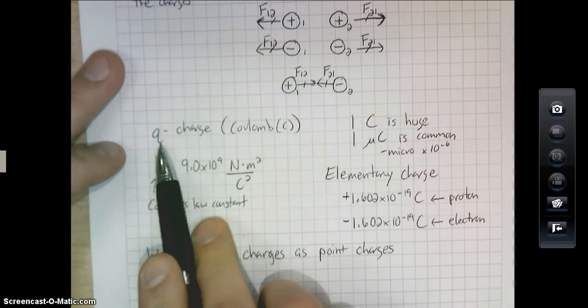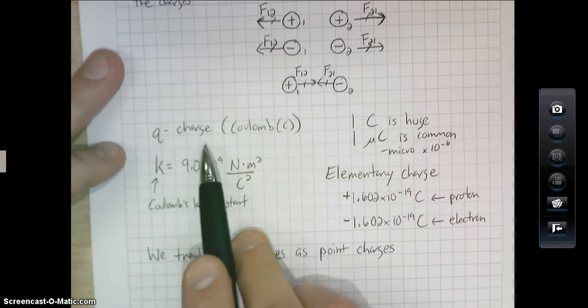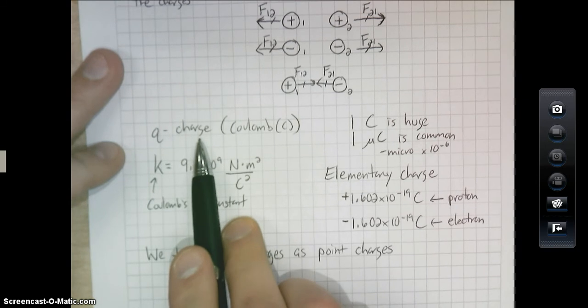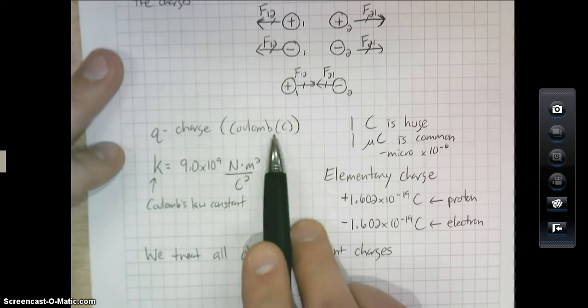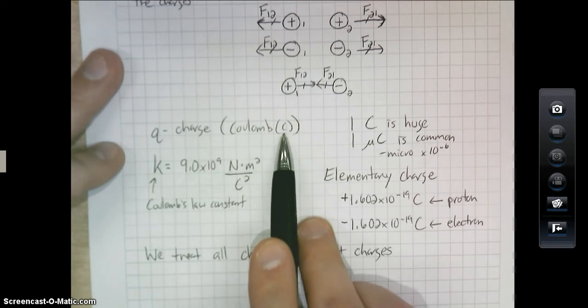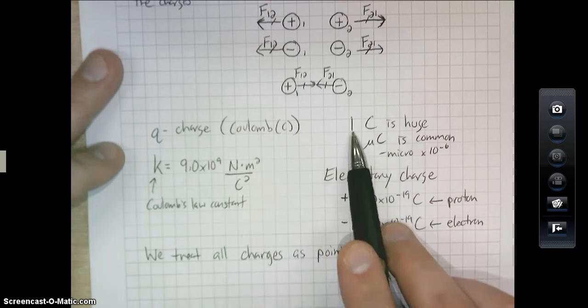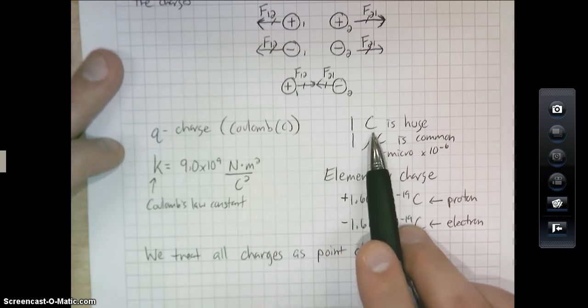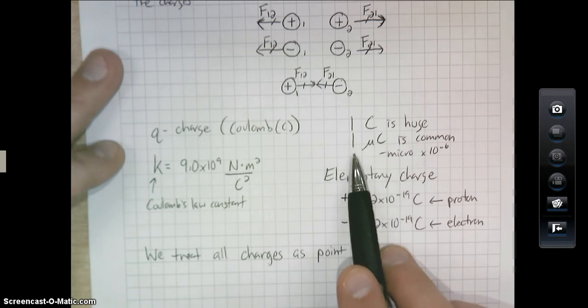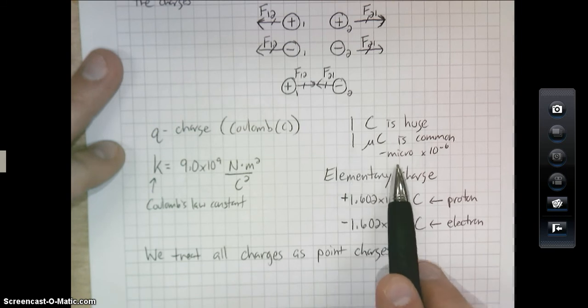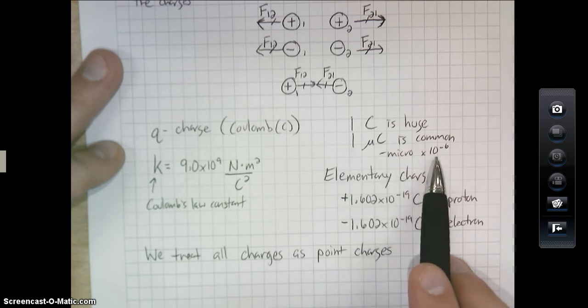The Q in each one is the charge. Charge gets units of coulombs. It's a capital C for the letter that would come after the numbers. By the way, a 1 coulomb charge is pretty large. Most of the time, we're going to be dealing with microcoulombs of some sort. Just a reminder, micro is 10 to the -6th.